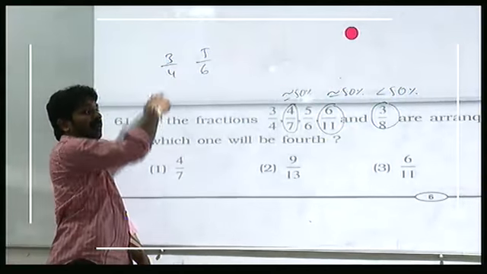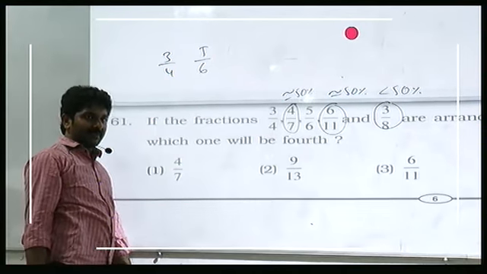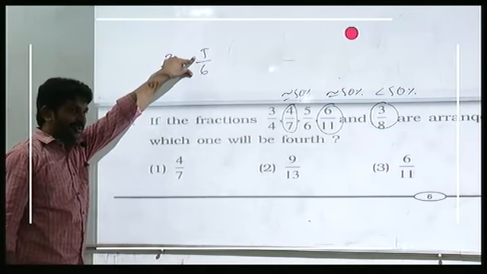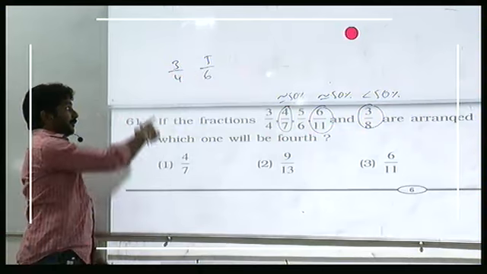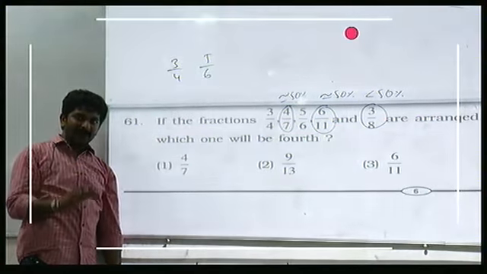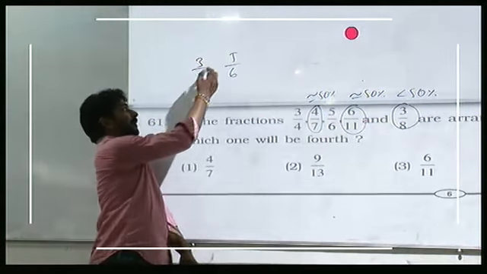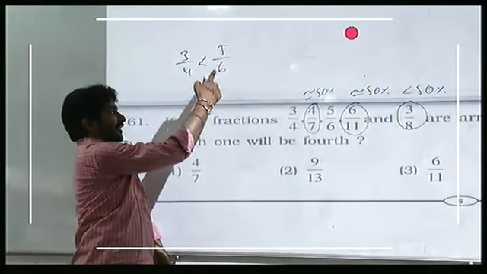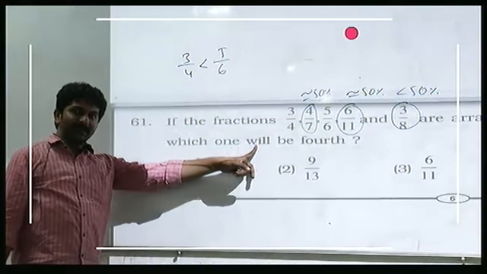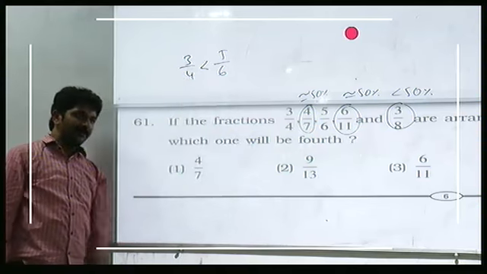Both are proper fractions, and difference between numerator and denominator is equal to 1. Here also difference is same, 1. If proper fractions and difference between numerator and denominator is same, small numbers are smaller fractions, big numbers are bigger fractions. Yes or no? Hence 3 by 4 is definitely less than 5 by 6. This is the largest fraction and this is second largest fraction. It asked about what will be the fourth one. Fourth one out of 5 numbers is second largest. Second largest is 3 by 4.